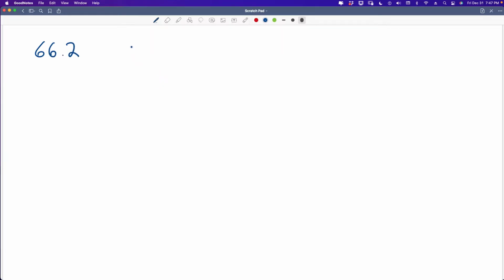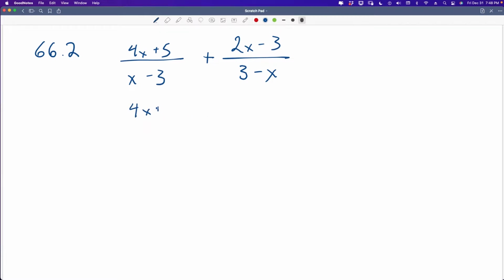So in this one, we have 4x plus 5 over x minus 3 plus 2x minus 3 over 3 minus x. Okay, so first of all, that's a little bit difficult to see exactly what the signs are. So I'm going to put them in the right order. I'm going to rewrite it as 4x plus 5 over x minus 3 plus 2x minus 3. All that's the same. Now I'm just going to rearrange this to match this.